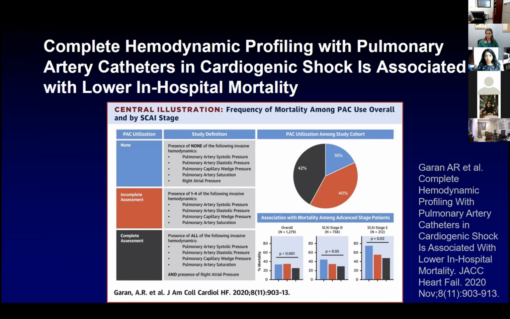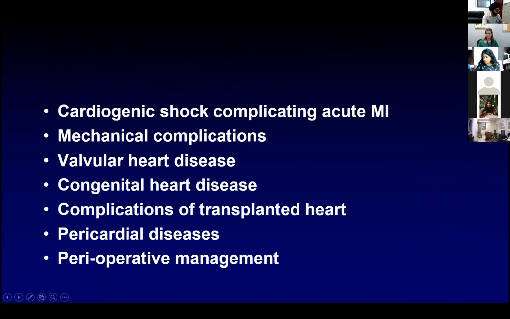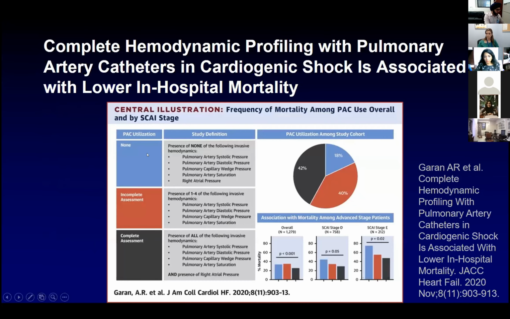And it has been shown that complete hemodynamic profiling with pulmonary arterial catheters in cardiogenic shock is associated with lower in-hospital mortality. This is a retrospective study. In blue, you can see patients who did not have any hemodynamics obtained. Red patients had incomplete assessment, and gray patients had complete assessment. It's really sad to see that only 40% of patients had complete assessment. So the majority of the patients either had no or incomplete assessment in cardiogenic shock.